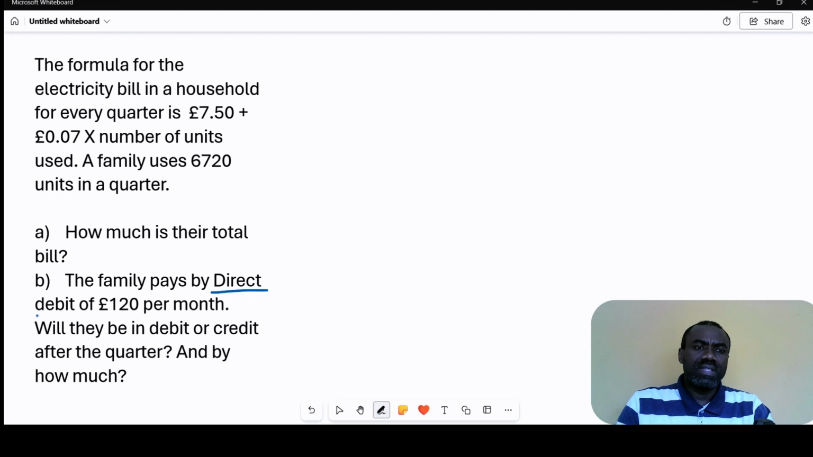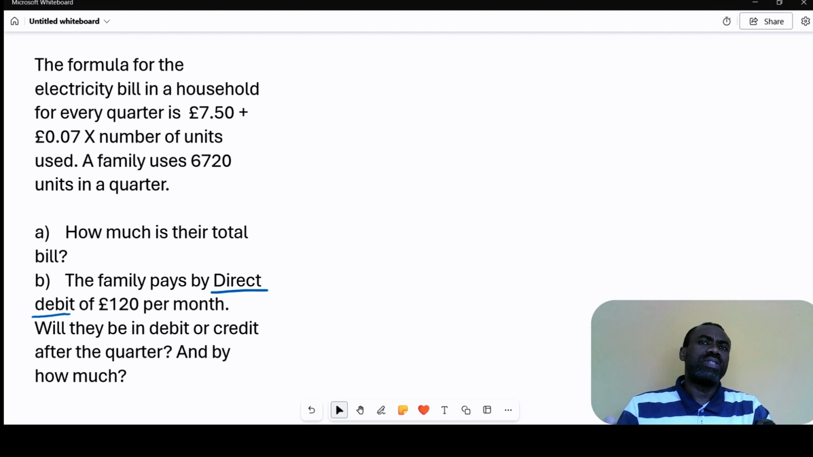Direct debit is just a method of paying bills or paying anything in installments regularly. So for instance, you can decide to pay your electricity bill by direct debit, where you pay £100 every month. The direct debit system connects to your bank account, and every month £100 goes.